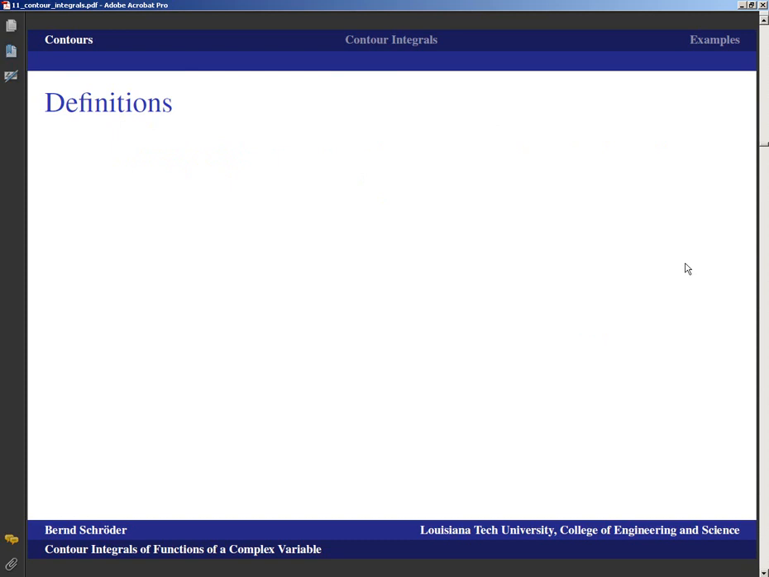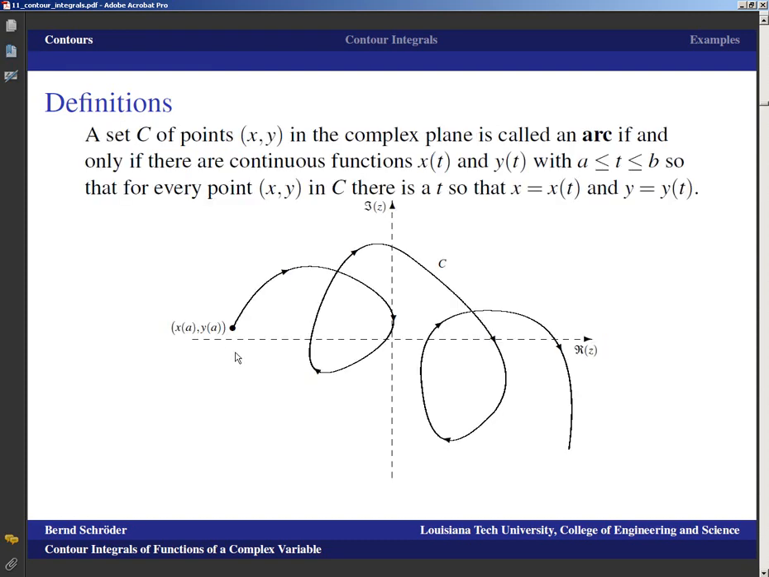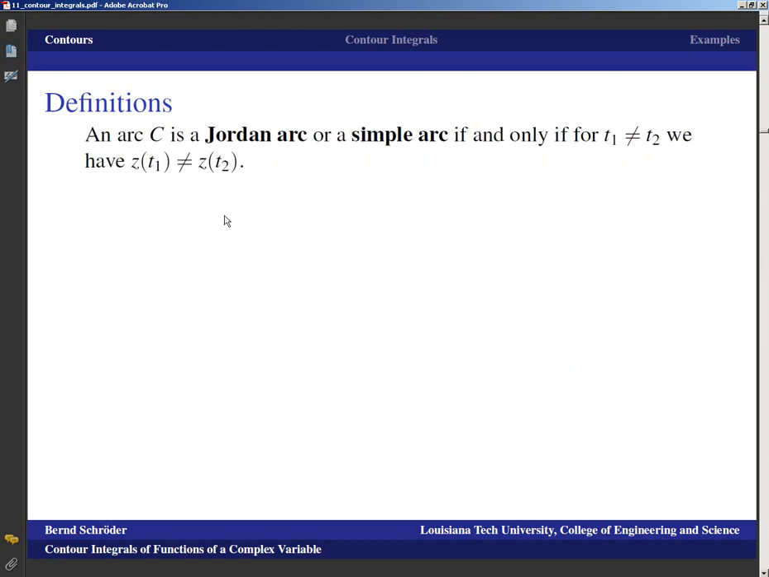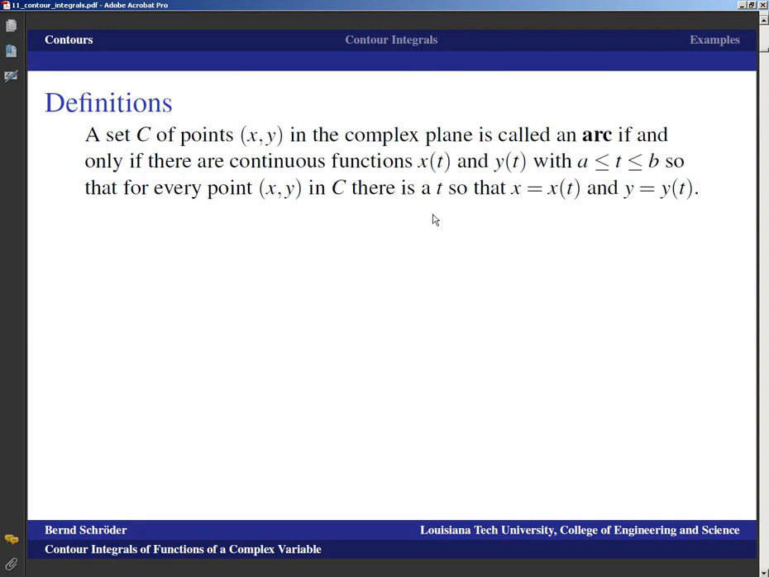Draw any curve you want with that. We call that thing C, and typically then x of a, y of a is the starting point, and x of b, y of b is the ending point of that arc. Again, with the usual switching between two-dimensional notation and complex notation, we can also write the continuous function as z of t equals x of t plus i y of t, with a less than or equal to t less than or equal to b, so that for every x, y in C there is a t so that x is x of t and y is y of t. So that's basically a parametric curve as you know it from calculus.